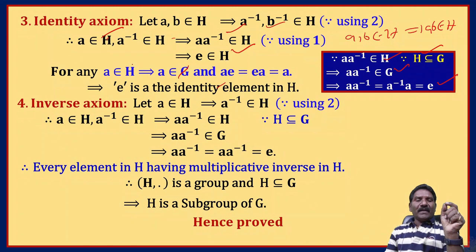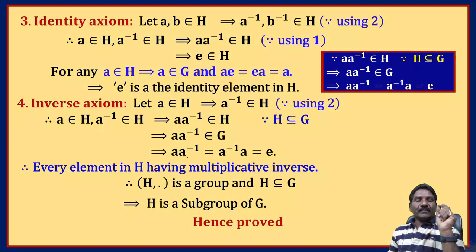For any A belongs to H, A belongs to G, since H is a subset of G, and AE is equal to EA is equal to A. That gives E, the identity element, exists in H.